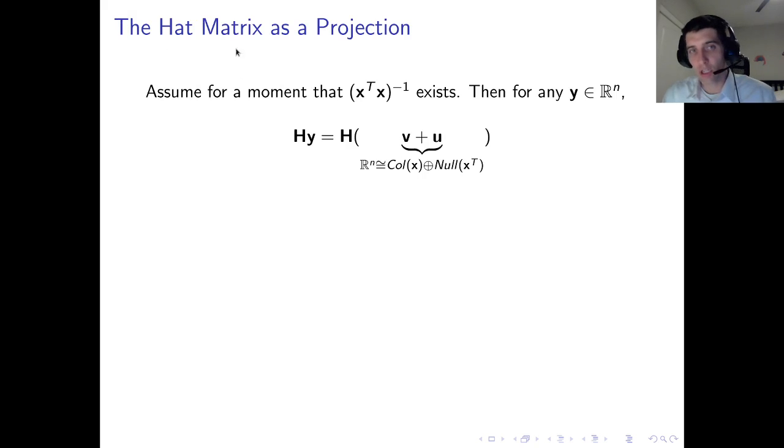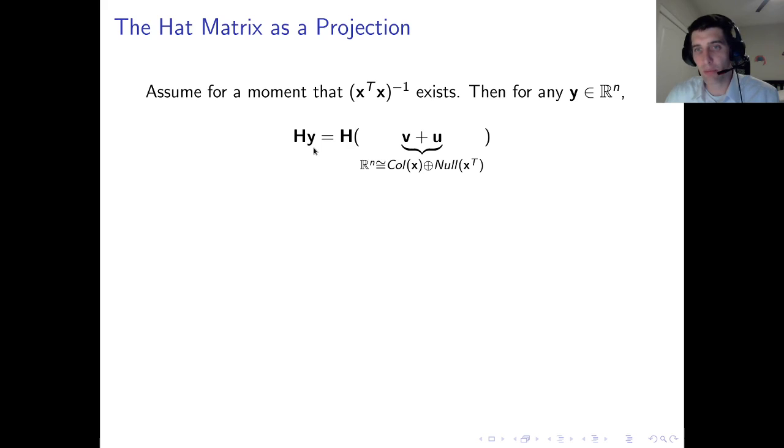So we're going to use all these facts from the previous slide to show what the hat matrix actually projects on. Let's go back to the assumption that the inverse of X transpose X actually exists. Okay, so I have any vector Y in Rn. This is a vector of my observations of the Y variable. I'm going to apply the hat matrix to Y.